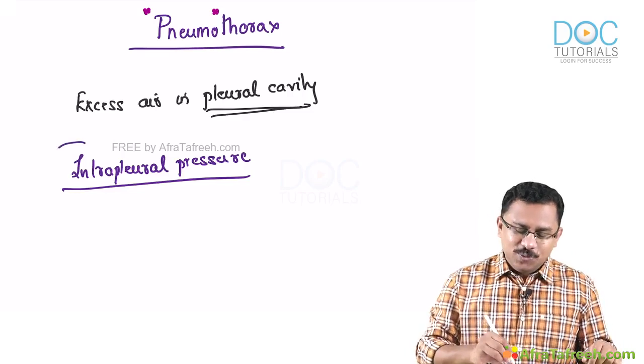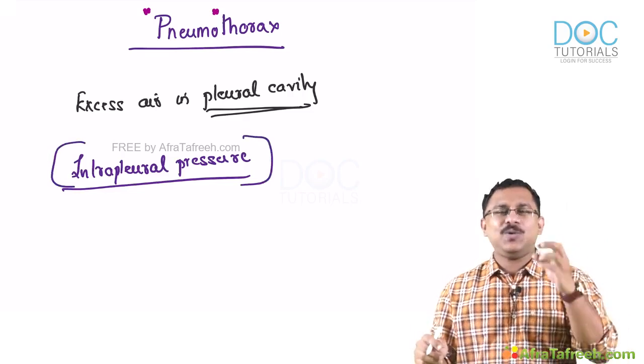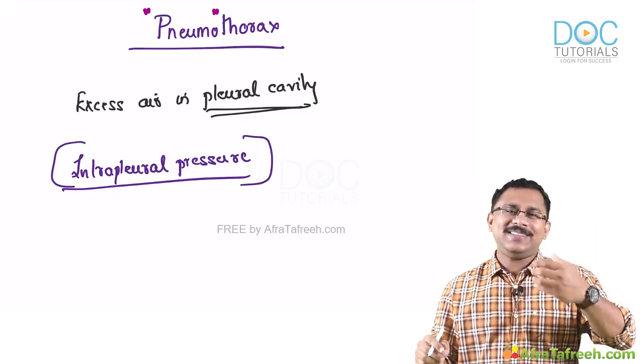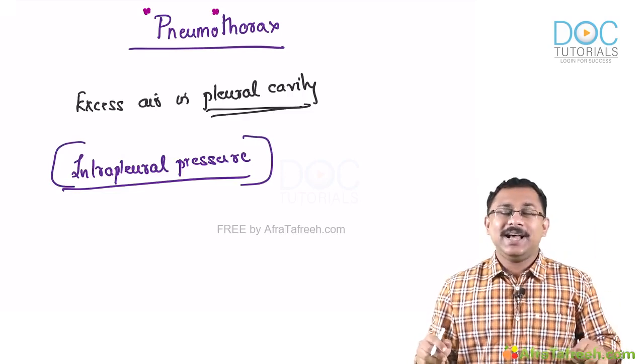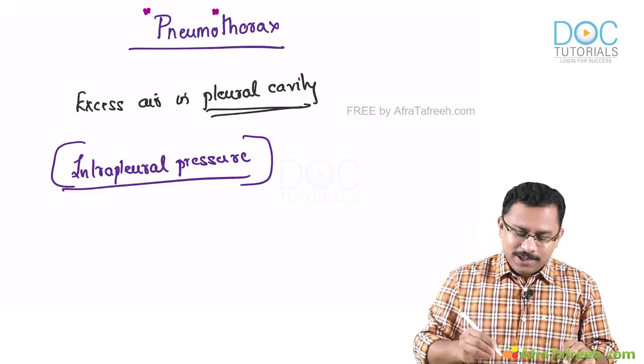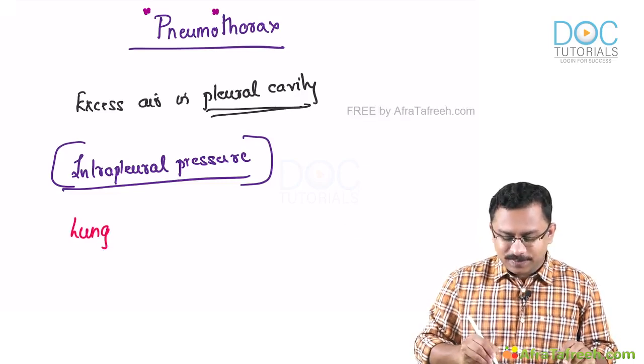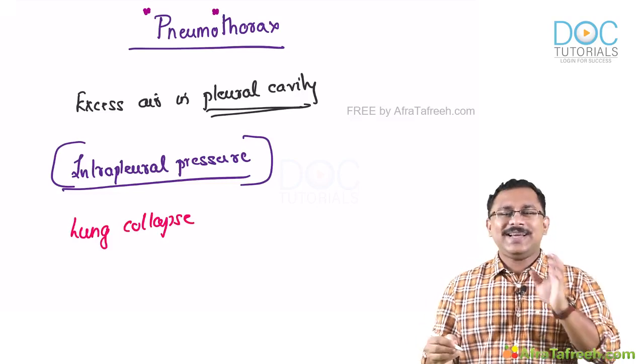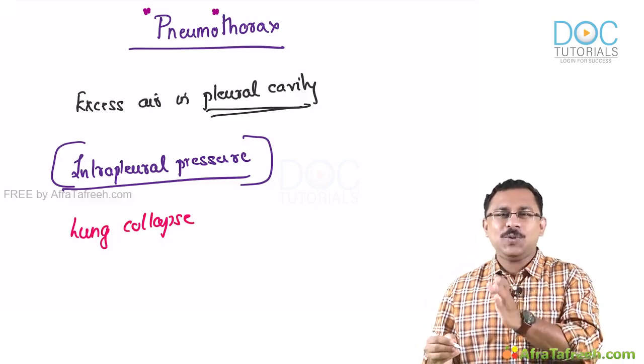But when it comes to pneumothorax, when there is air in the pleural cavity, what this can do is prevent the expansion of the lungs and subsequently can lead on to lung collapse. So that is what happens in pneumothorax.